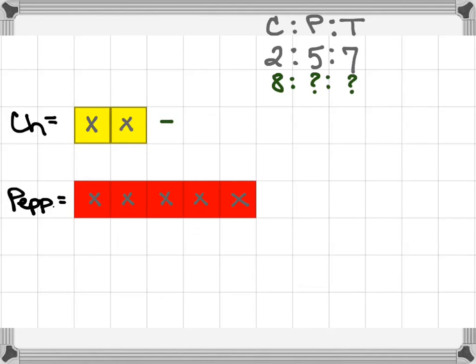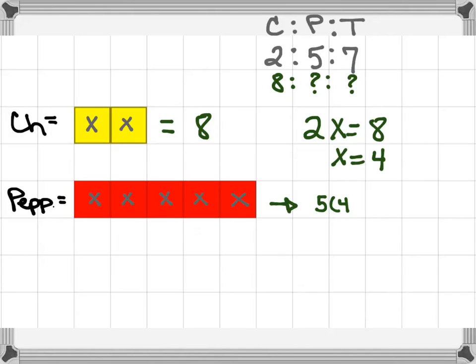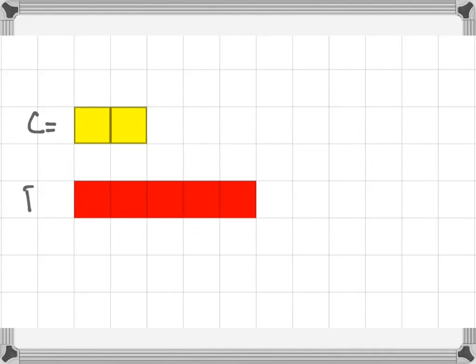So now what they did is they gave us that they would like our total for the cheese slices to be 8, but our ratio to remain the same. So that means I need to have 8 cheese slices. So those 2 yellow blocks equal 8. This means that each block would be equal to 4. Now I need to figure out how much pepperoni I have. So if each block is equal to 4, then 5 times 4 will give me 20 slices of pepperoni. And that means I have 28 total.